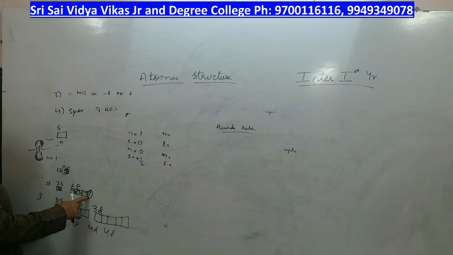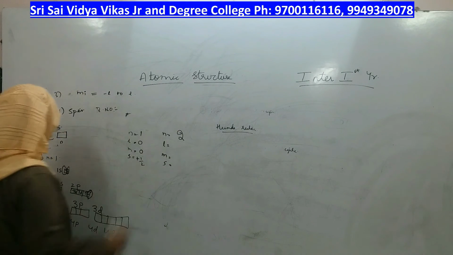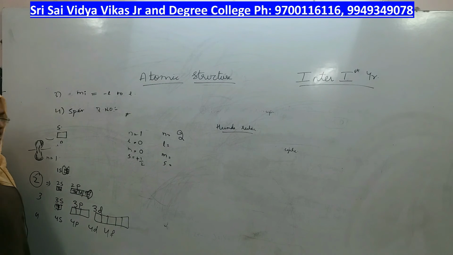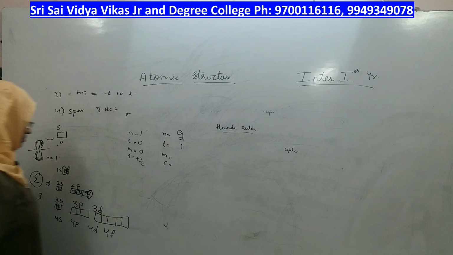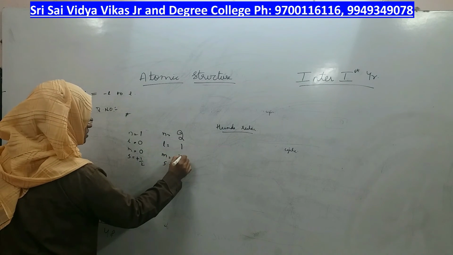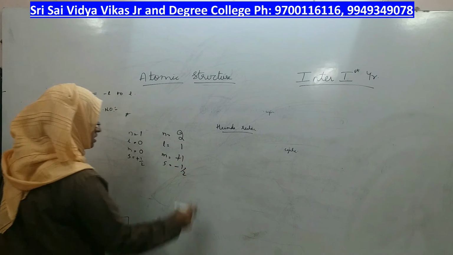The last downward electron is in the P subshell. P subshell is present in which main shell? Second main shell. Principal quantum number is 2, right? P subshell means the L value will be 1. For P subshell, magnetic quantum numbers are minus 1, 0, plus 1. So, what is the magnetic quantum number of this orbital? Plus 1. Downward arrow means minus half is the spin value.